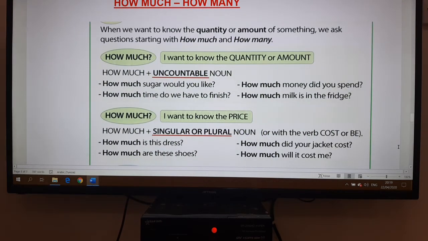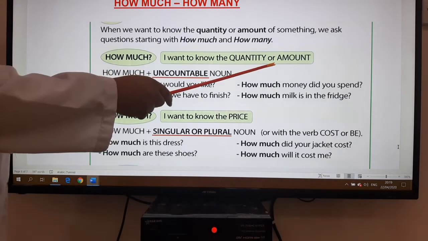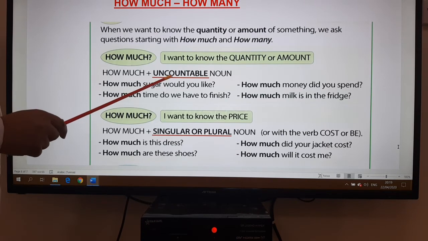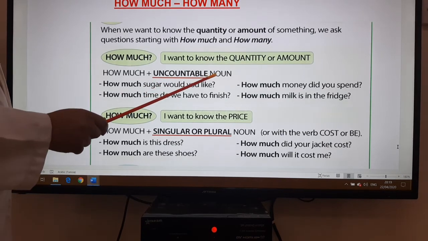Now for the use of how much and how many. When we deal with how much and how many, we ask about the quantity or the amount of something, food or anything else. So let's start first with how much. I want to know the quantity or amount. How much is always used with uncountable nouns.